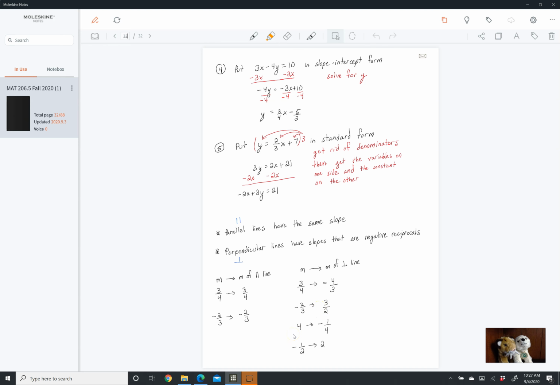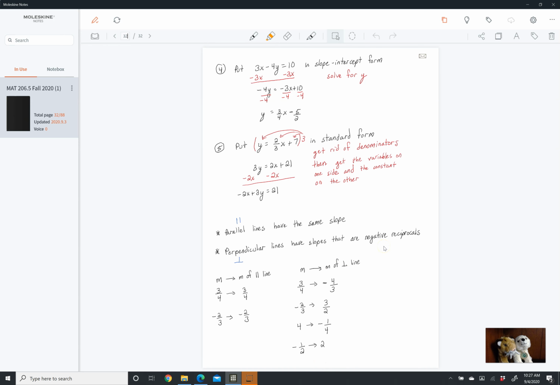For whole numbers, remember every whole number could be written as a fraction. So 4 is really 4/1. When we flip it, it becomes 1/4. And then the 4 was positive, so the slope of the perpendicular line is going to be negative. And then the same thing with the -1/2, right? When we flip it, it's 2/1, but you don't want to write a whole number as a fraction. If you can help it, don't write it as a fraction. So it just becomes 2, and it was a -1/2, so this is going to be a positive 2.